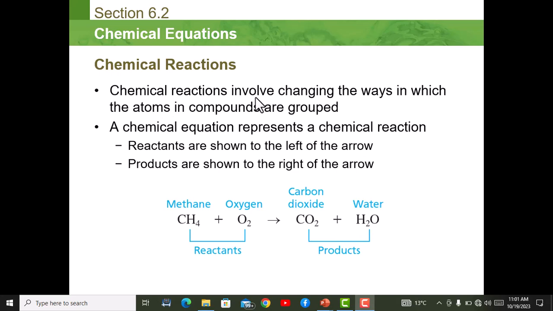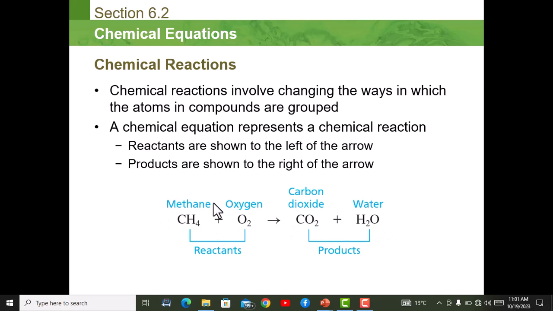Chemical reactions involve changing the ways in which the atoms in a compound are grouped. One most important thing to note here is that chemical reactions involve the changing of the ways in which the atoms are grouped in a compound. You can start with a reaction in this way. You have in one beaker methane and in another beaker oxygen, and when the two are allowed to react in the presence of heat, you will have carbon dioxide plus water.